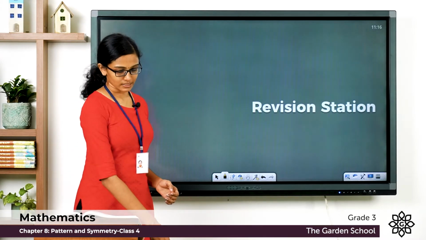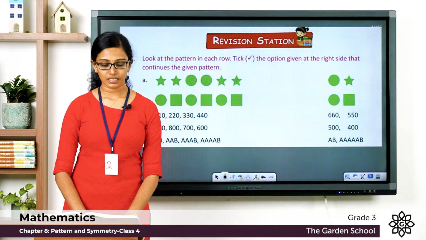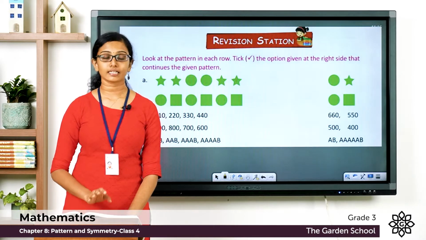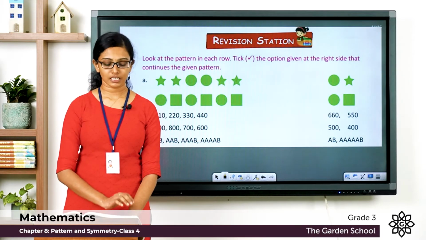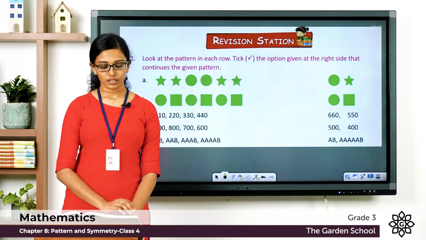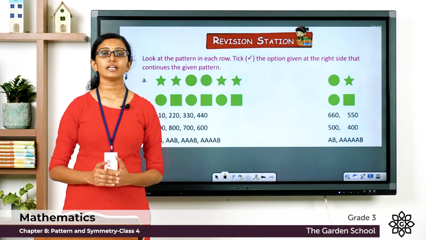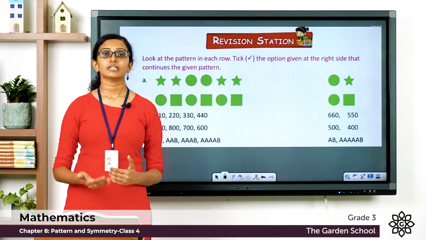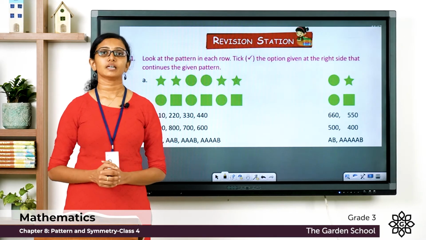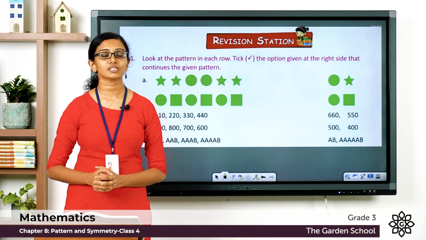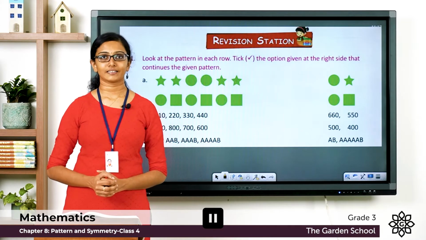So let's see the first question. Look at the pattern in each row. Take the option given at the right side that continues the given pattern. So you have a set of 5 patterns given in question 1. You have to identify what is the pattern rule in each case, and then you have to find out what is the next image or object or letter that comes within each pattern. You can do this as an activity. Please pause the video, finish the question and come back.